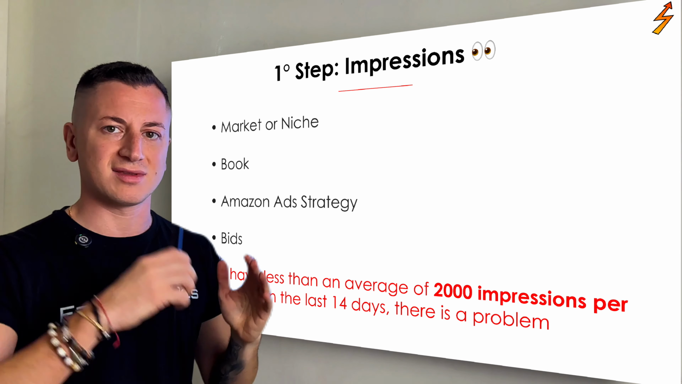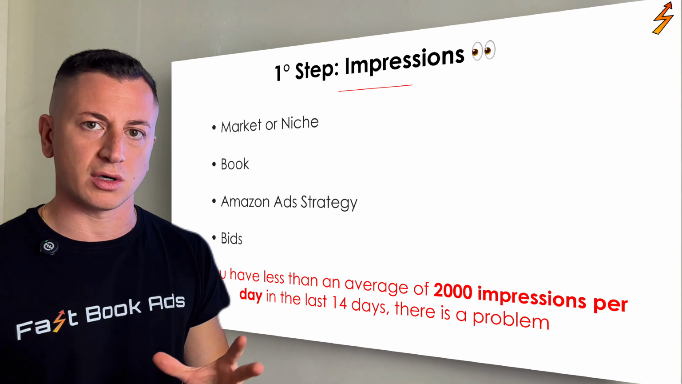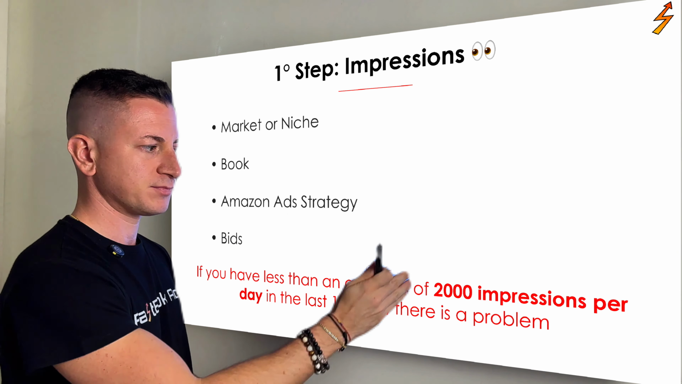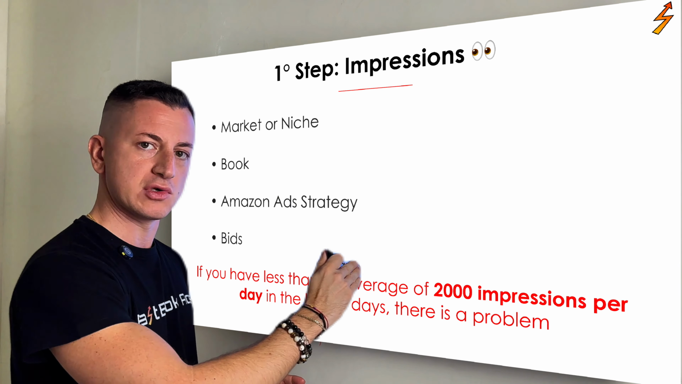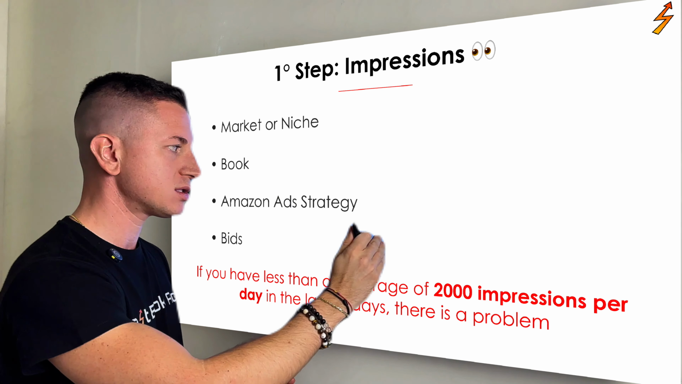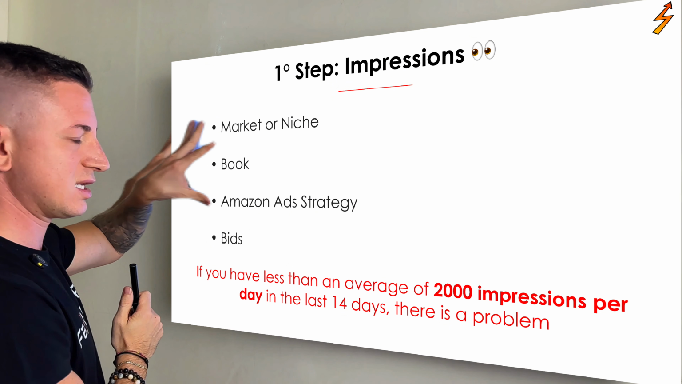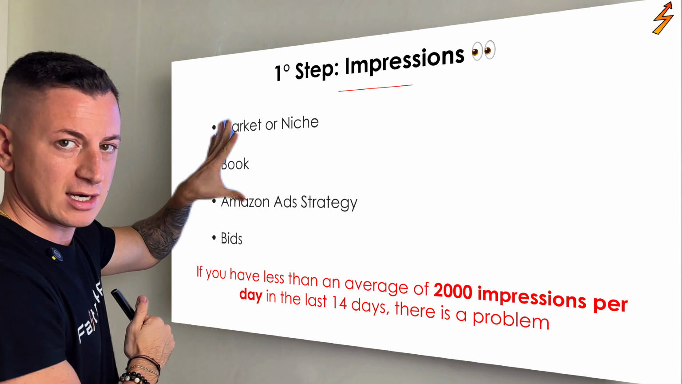So before looking at the ACOS, the sales, clicks, and so on, you have to look at the impressions. Are you generating at least 2,000 impressions per day? If yes, you can move on to the second step. If not, you have to look at the cause here. You have to fix something here.